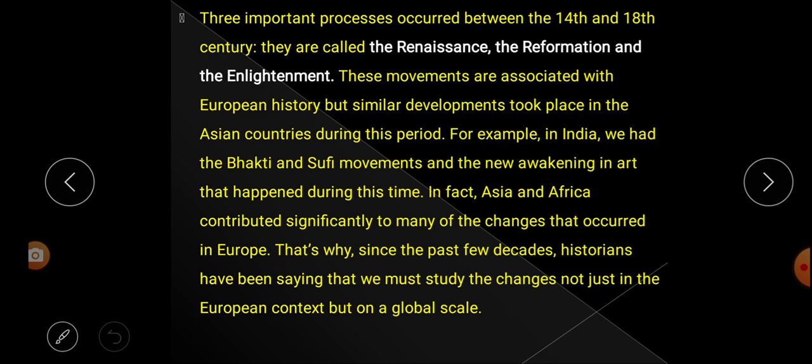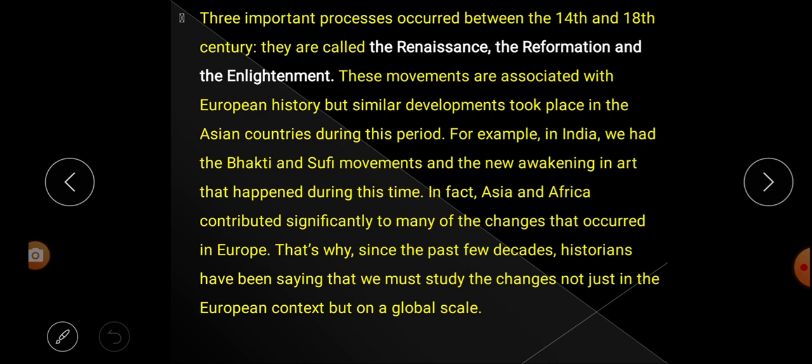For example, in India, we had the Bhakti and Sufi movements and the new awakening in art that happened during this time. So if you talk about the 14th to 18th century in India, what happened? There was development of the Bhakti movement, the Sufi movement, and also a new awakening in the art during this time.